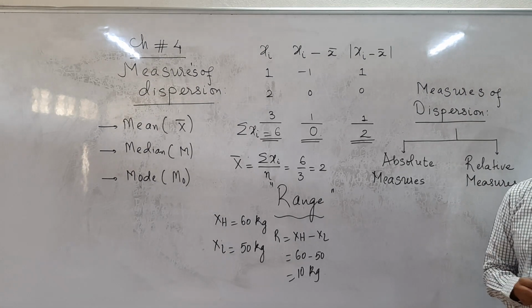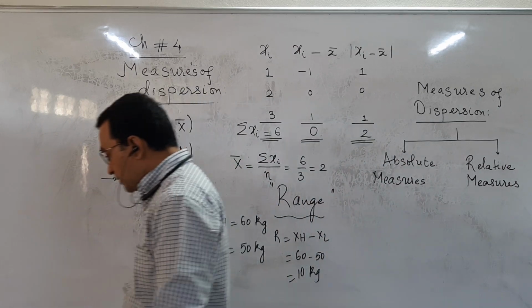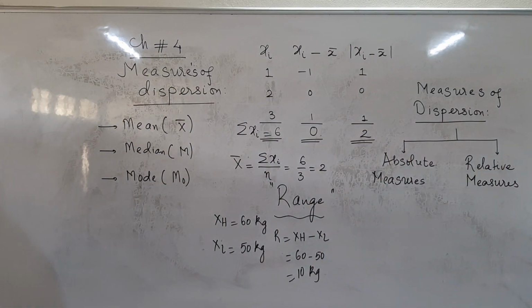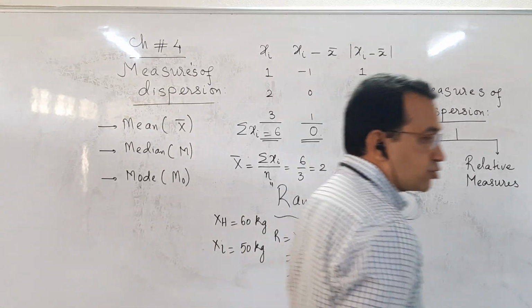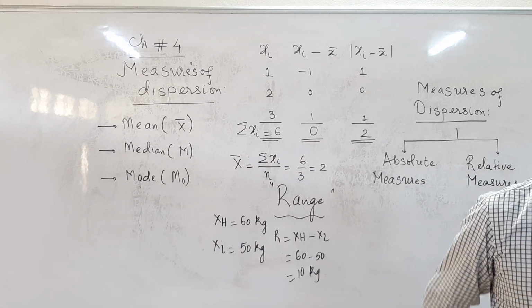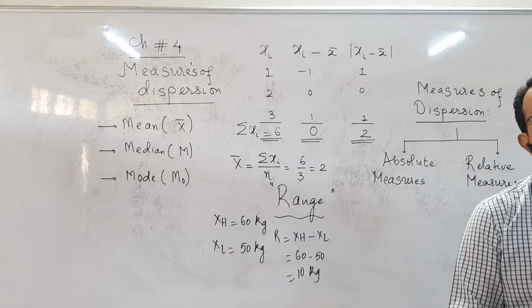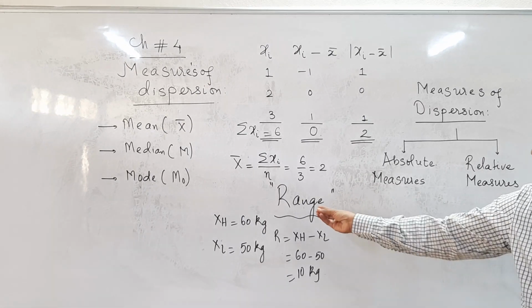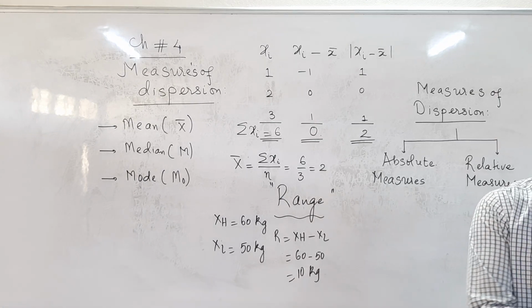A measure of dispersion independent of the units of the given observations is called a relative measure of dispersion. A relative measure, students, is always expressed as a ratio. And if we have studied ratio and proportion perfectly, you know a ratio does not have any unit. Suppose I take the ratio of 60 kg and 50 kg, kg and kg get cancelled.